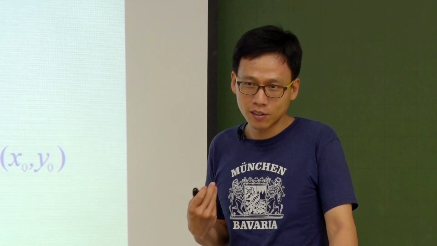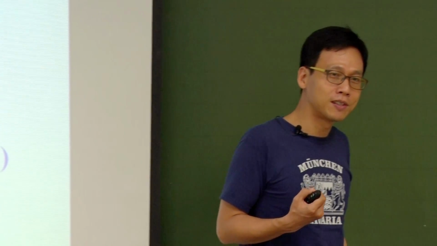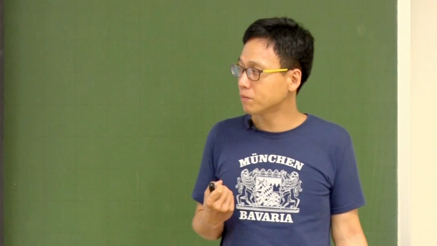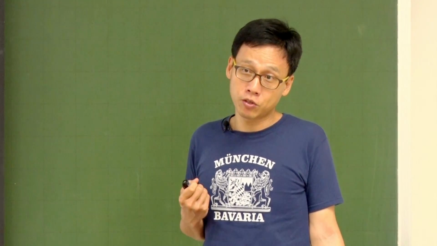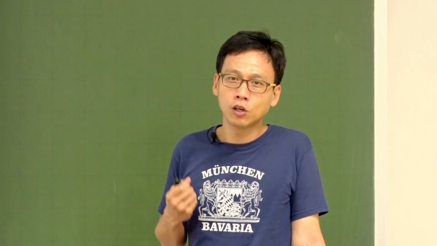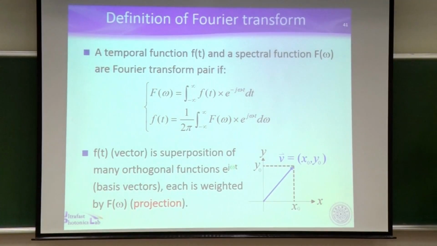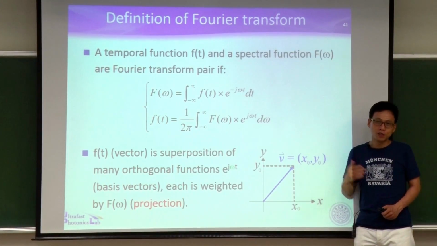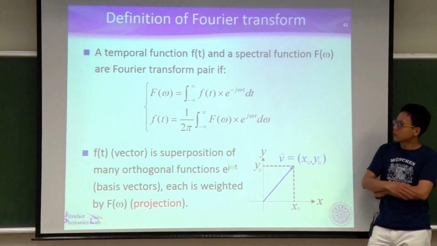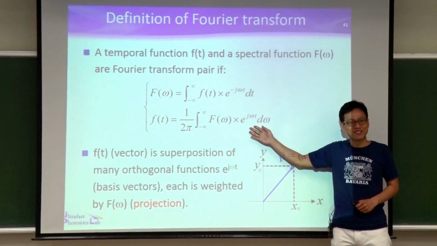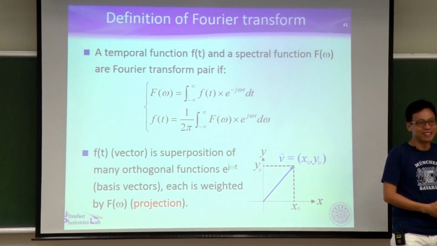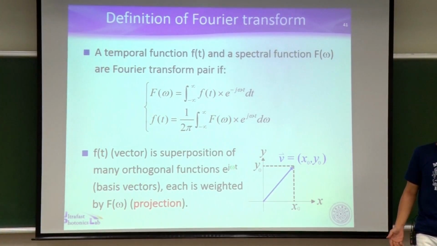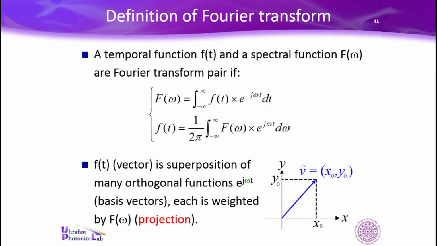So you can see close relations between the Fourier transform and the geometry. The only difference is here you have only two basis vectors or two orthogonal axes. Here, how many do you have? Infinitely many, right? The only difference is like this. Okay. Any question?